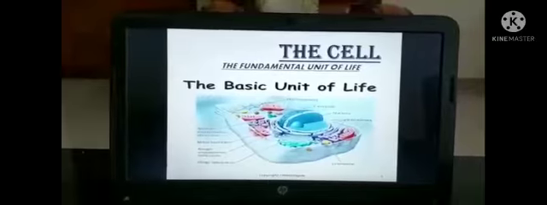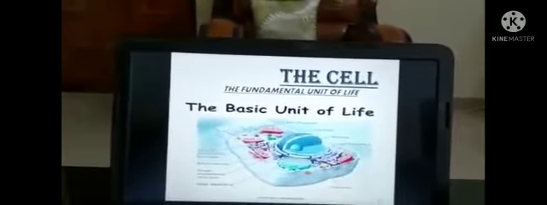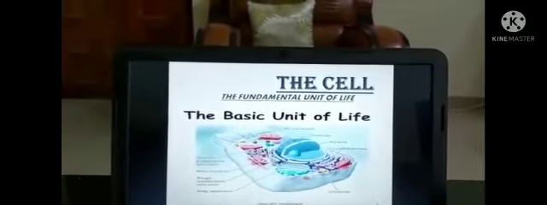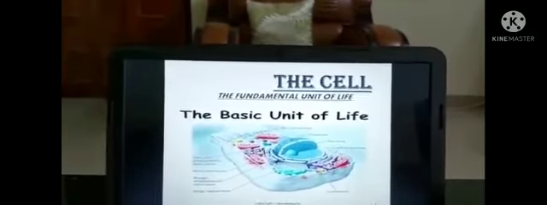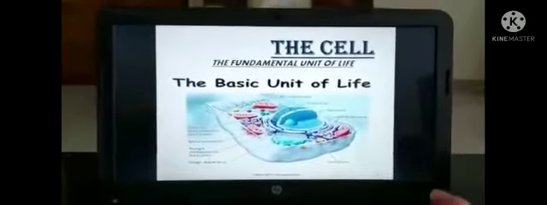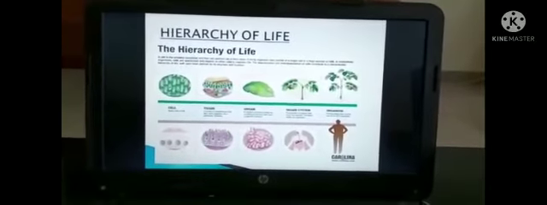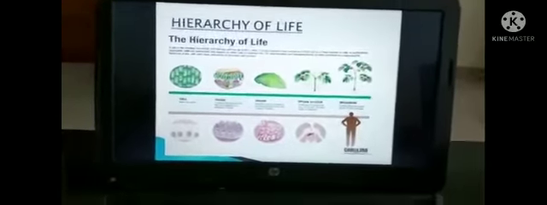So, this is my PowerPoint presentation on the fundamental unit of life, that is the cell. This figure is the general structure of the cell, and these are the various organelles of the cell. This is the hierarchy of life. So this is a plant cell and this is an animal cell.